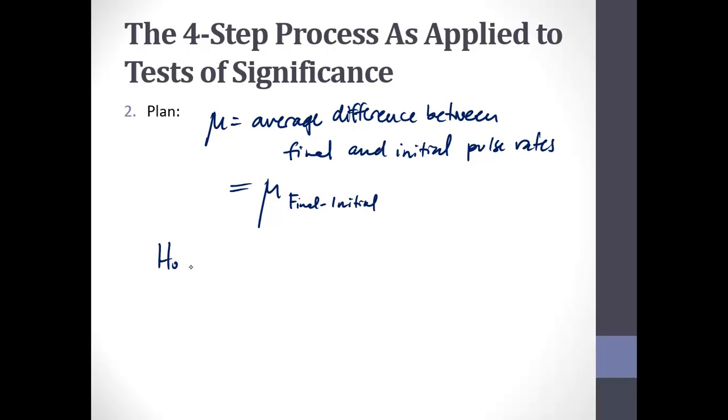So our hypotheses then are going to be the null and the alternative. The null is always mu equals something. The alternative is always involving that same mu. So maybe let's start with the alternative hypothesis. What do I want to see about that mu, about that average difference between final and initial pulse rates? What do I want to compare that to? Right, I want to see if it's less than 0, right?